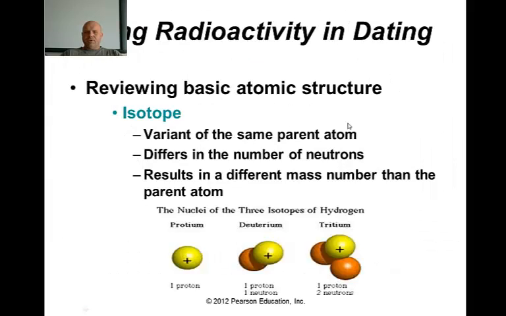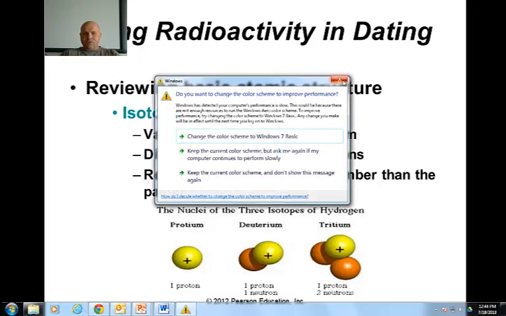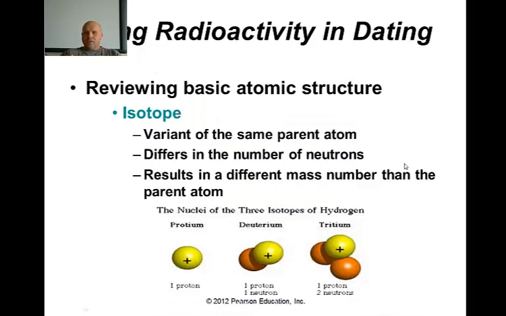All right, when we use radiometric dating, what we're looking for is actually an isotope. An isotope is a variant of some parent atom, and the parent atom is naturally occurring in nature, and we find it on the periodic table. In this case, we're going to talk about hydrogen, the very first one on the periodic table, and you see that it has 1 proton. We call it protium.